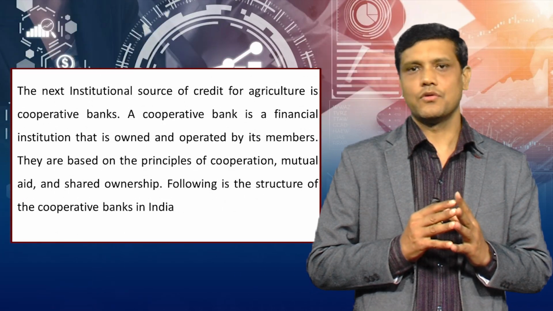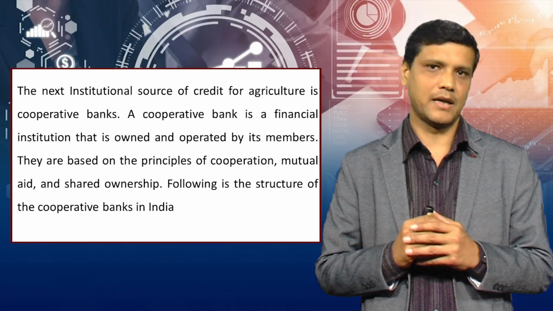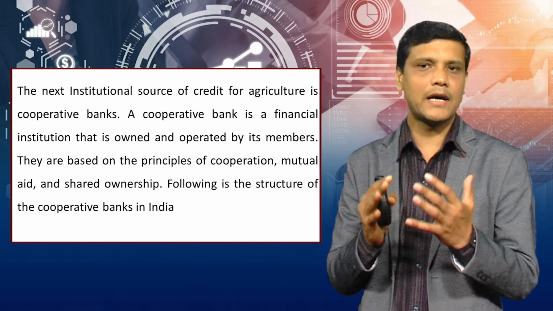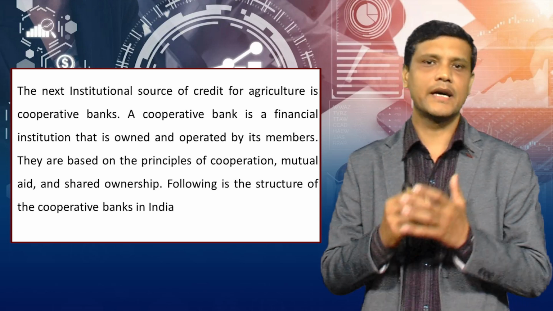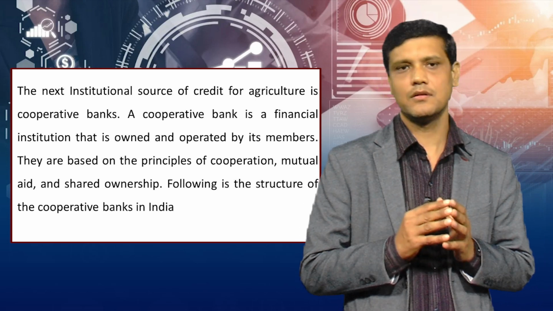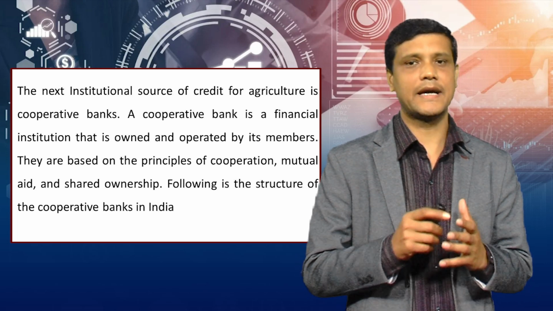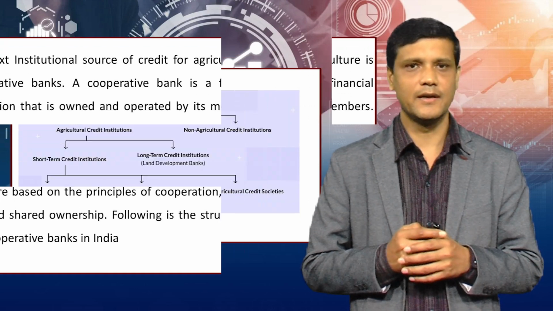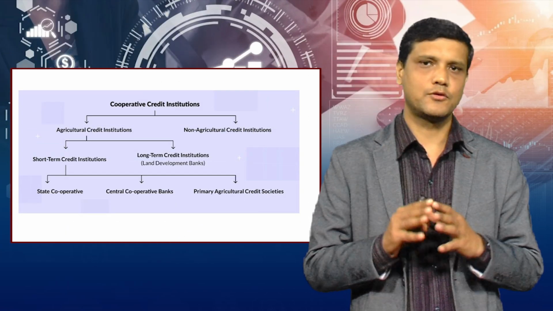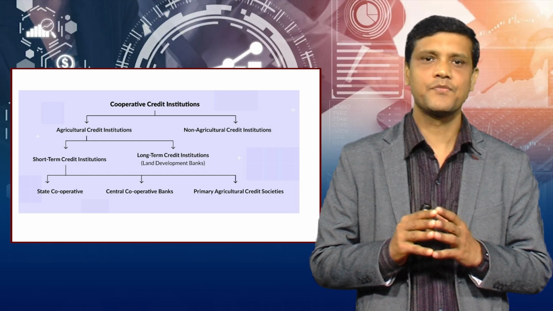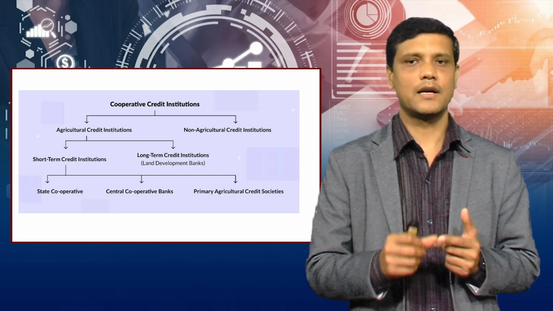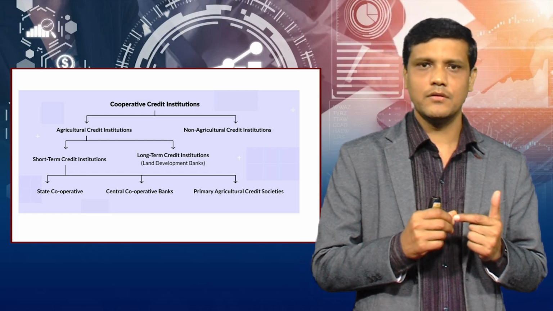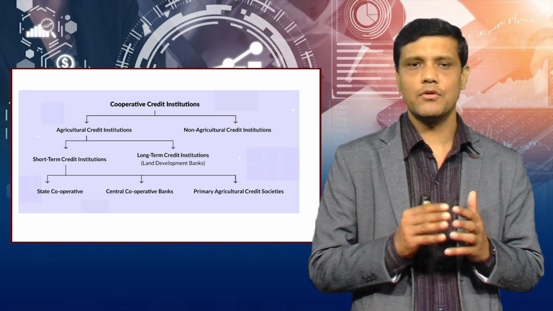The next institutional source of credit for agriculture is cooperative banks. A cooperative bank is a financial institution that is owned and operated by its members. They are based on the principle of cooperation, mutual aid and shared ownership. Following is the structure of cooperative banks in India. So in India we have two types of cooperative credit institutions. One is the agricultural credit institution, another is the non-agricultural credit institution. This agricultural credit institution can again be divided into two types.